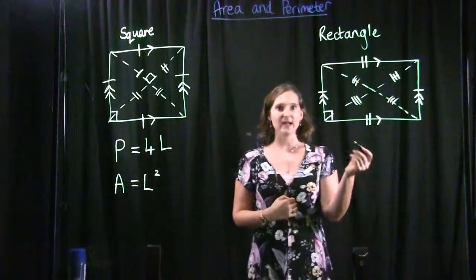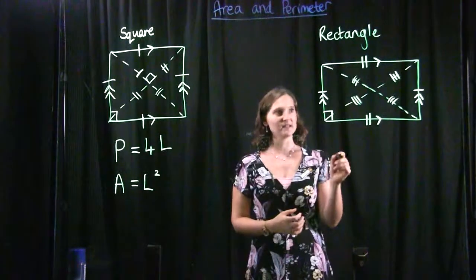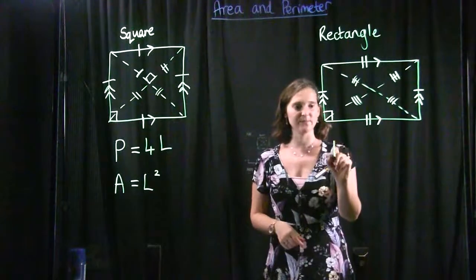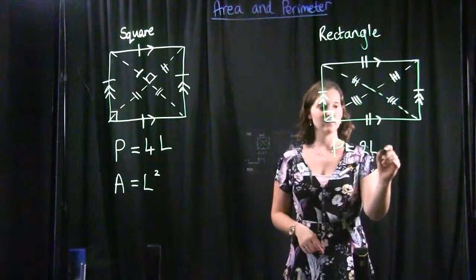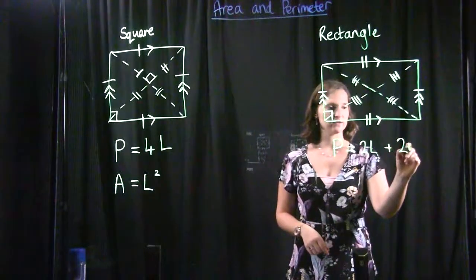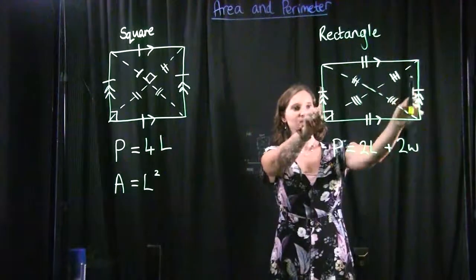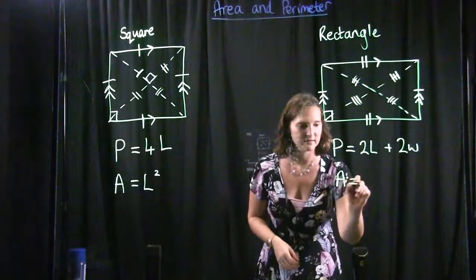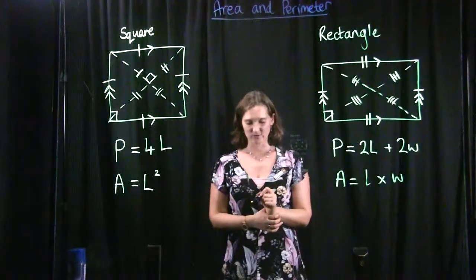In a rectangle, we can take a shortcut, but it's not quite as convenient a shortcut as the square. In this case, we've got 2 sets of sides that are the same. So our perimeter is equal to 2 times the length plus 2 times the width. So we've got 2 times the length and 2 times the width, and added those together. The area is the length times the width for those.